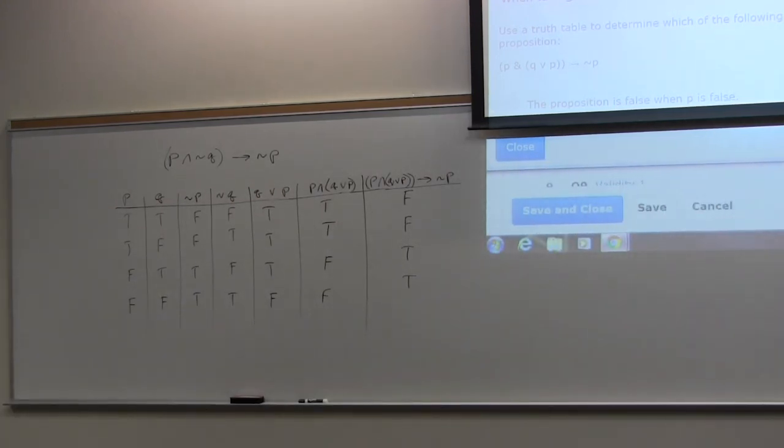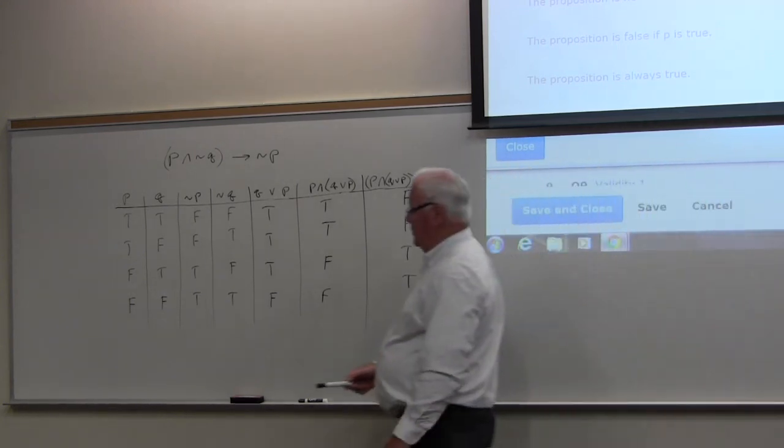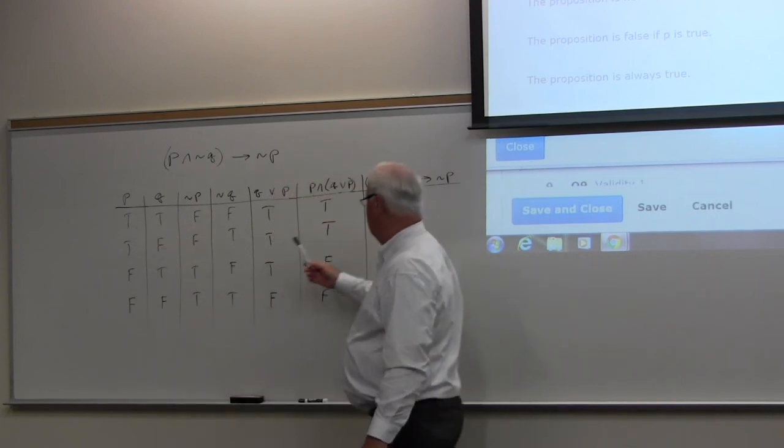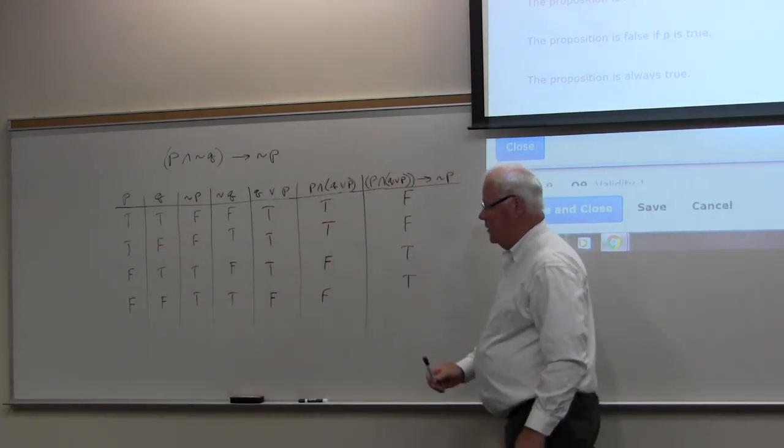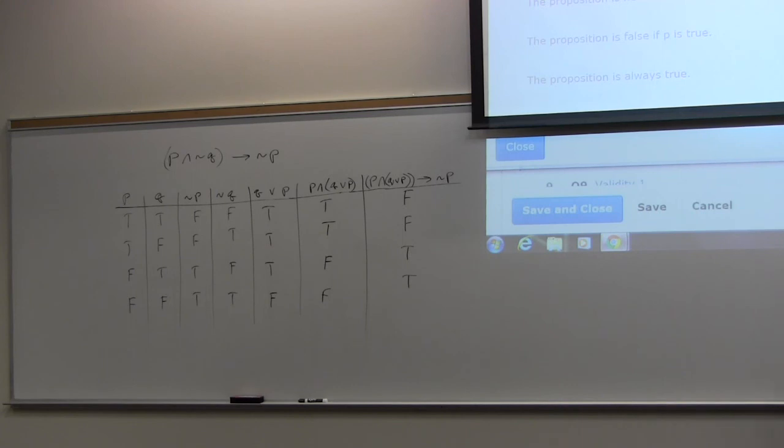So let's go down. The proposition is never true. No, we know it's true sometimes. The proposition is false if P is true. That is accurate. When P is true, the proposition is false. And lastly, just to make sure, the proposition is always true. No, the proposition is not always true.